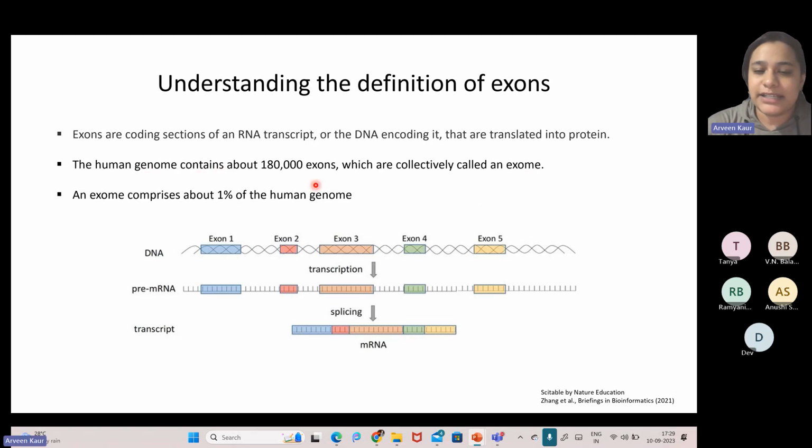The human genome contains about 180,000 exons, which are collectively called an exome. For example, the collective mRNA of the entire organism is called a transcriptome. The collective genes are called a genome, right? Similarly, the collective exons of an organism are known as the exome. An exome comprises only about 1% of the human genome. So only 1% of the human genome is actually coding for proteins.